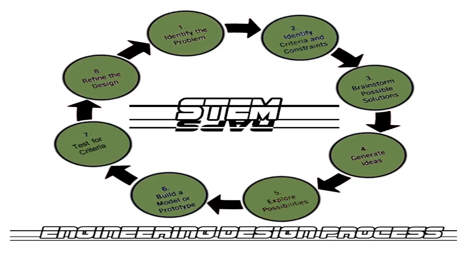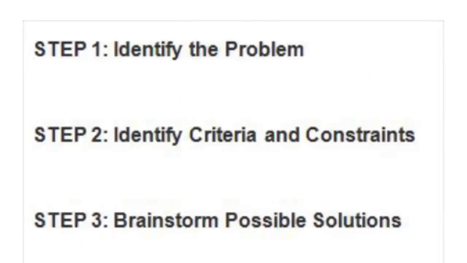All right, the EDP looks like a circle. It goes around in a circle. So step 8 leads back to step 1. So let's start. Step 1 is identify the problem. Step 2 is identify the criteria and constraints. Step 3, brainstorm possible solutions.